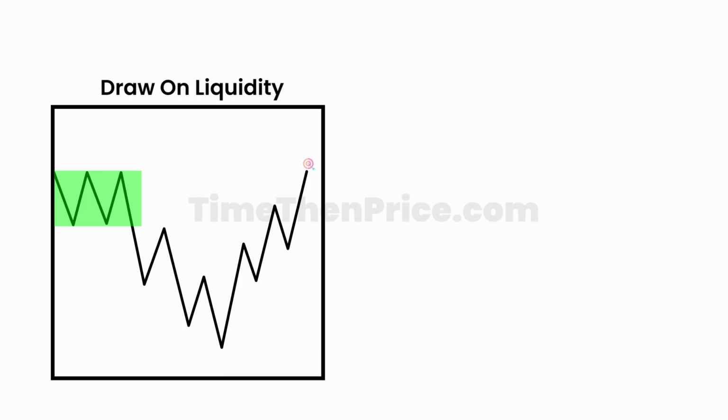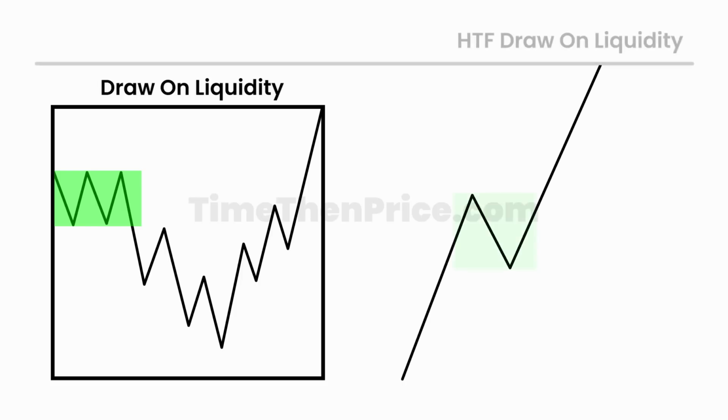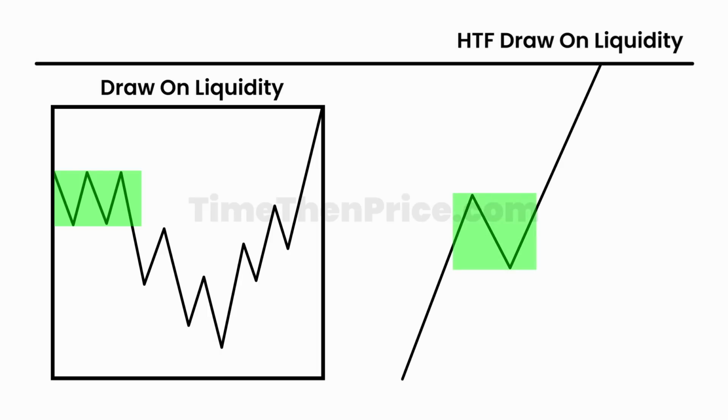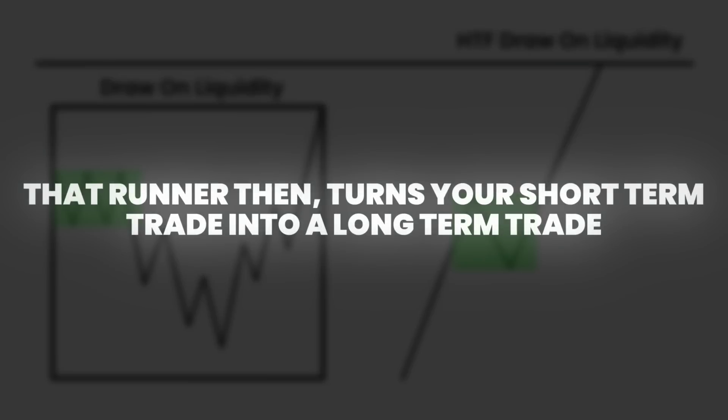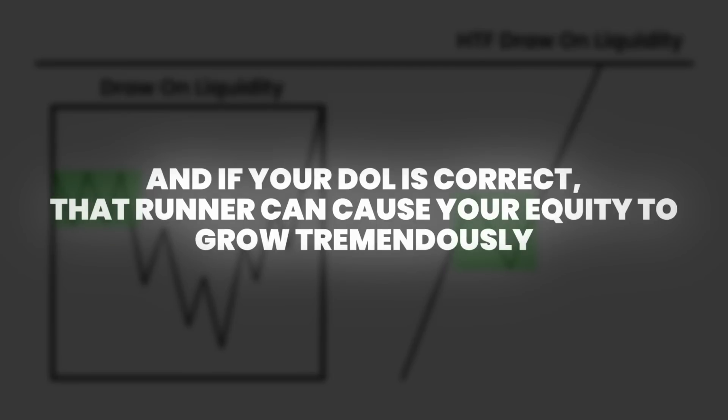If we, however, are targeting a level that is above the original consolidation, its respective high, as our higher time frame draw liquidity, we can not only take a big partial at the market maker buy model's completion, but we can also leave a runner to draw towards that higher time frame draw liquidity. That runner then turns your short-term trade into a long-term trade. And if your draw liquidity is correct, that runner can cause your equity to grow tremendously.